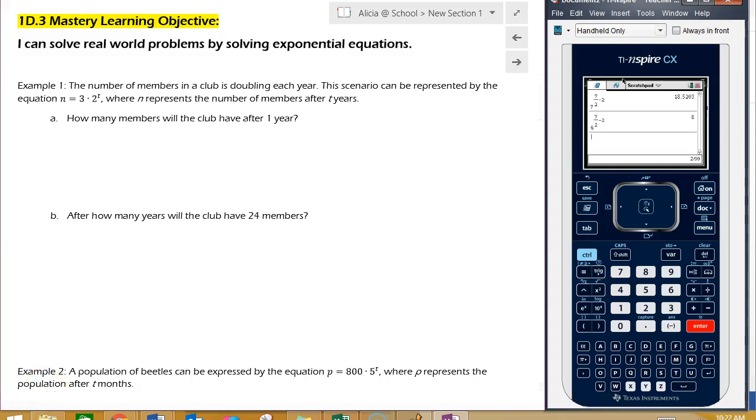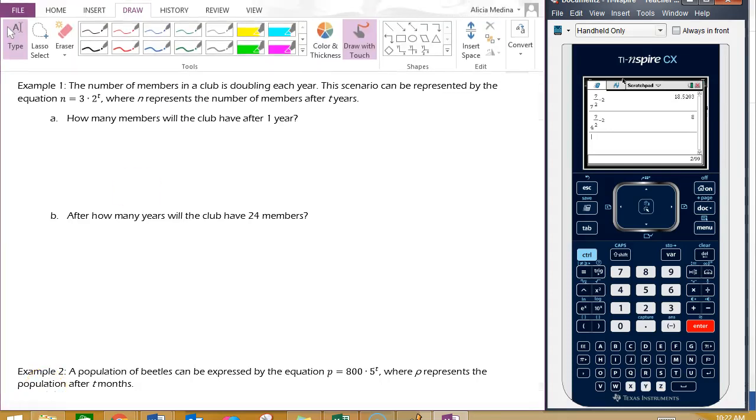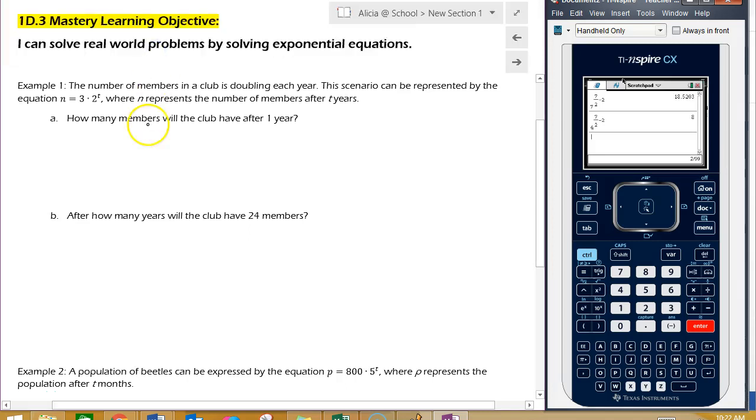Hey guys, in this video we're going to be covering 1D.3, which is being able to solve real-world problems by solving exponential equations. First example here says the number of members in a club is doubling each year. This scenario can be represented by the equation n equals 3 times 2^t. That's important, where n represents the number of members after t years. So n is the number of members, and t is how much time is passing in years.